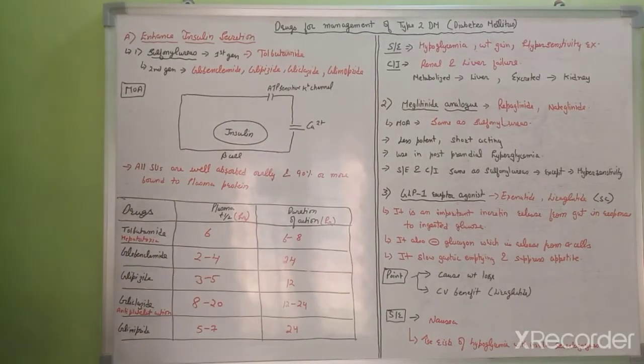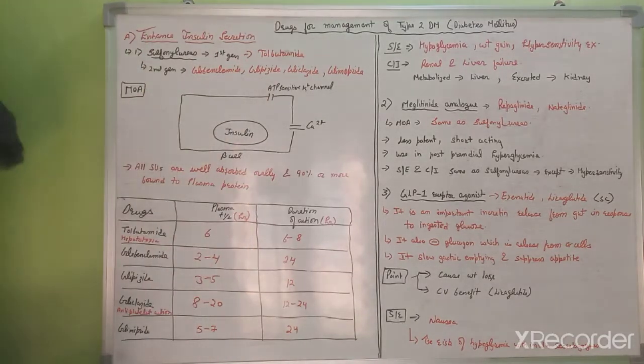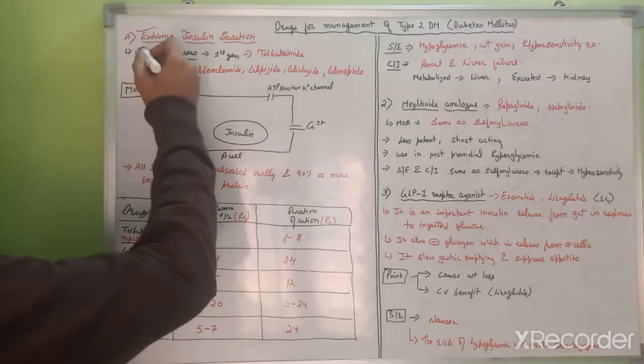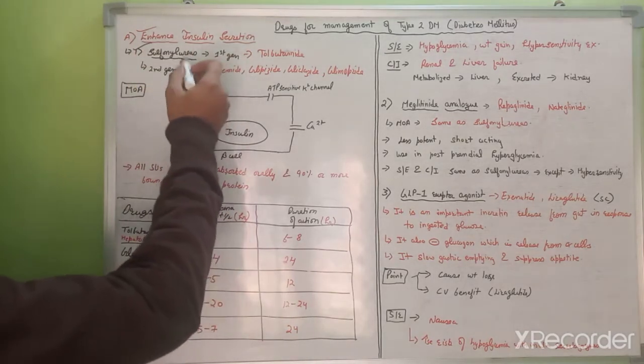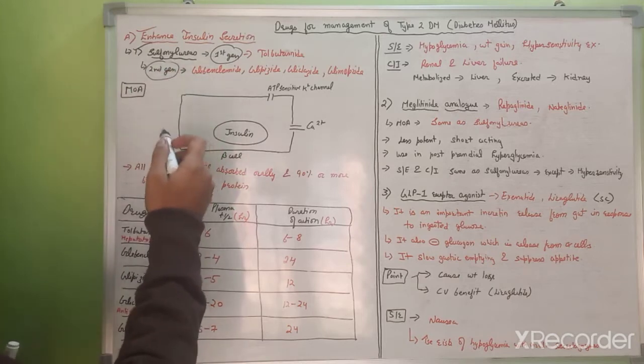So the first class is drugs that enhance insulin secretion. In this class, the first category is sulfonylureas. In sulfonylureas, we have first generation and second generation drugs.